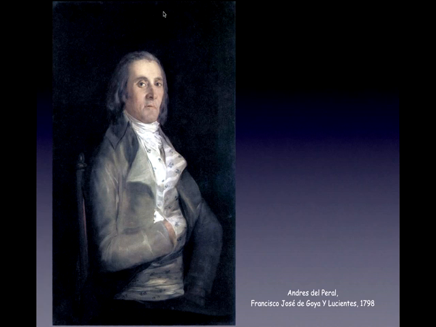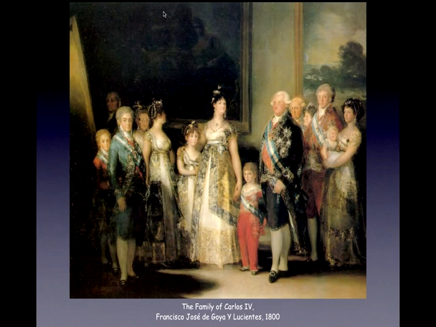In 1799, Goya was named first painter to the king, and a number of royal commissions followed, including perhaps his most famous painting, The Family of Carlos IV. This is the King of Spain and his wife, Queen Maria Luisa. It's a very large work, 9 feet 2 inches by 11 feet. 14 almost life-size figures.